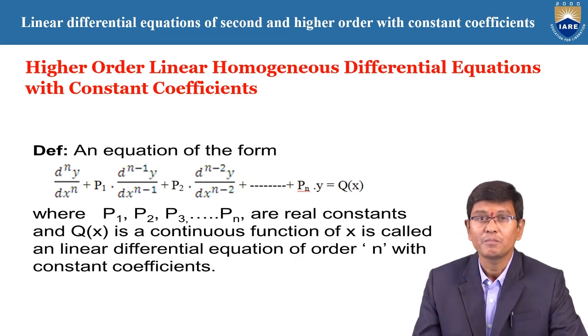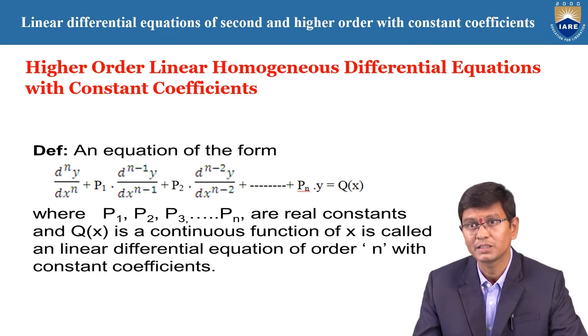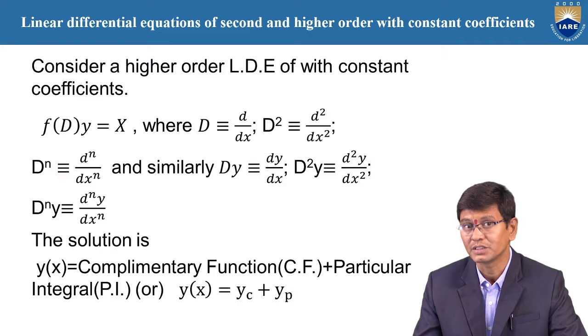An equation of the form a0 d^n y/dx^n + p1 d^(n-1) y/dx^(n-1) + p2 d^(n-2) y/dx^(n-2) + ... + pn y = q(x), where p1, p2, ..., pn are real constants and q(x) is a continuous function, is called a linear differential equation of the nth order with constant coefficients.